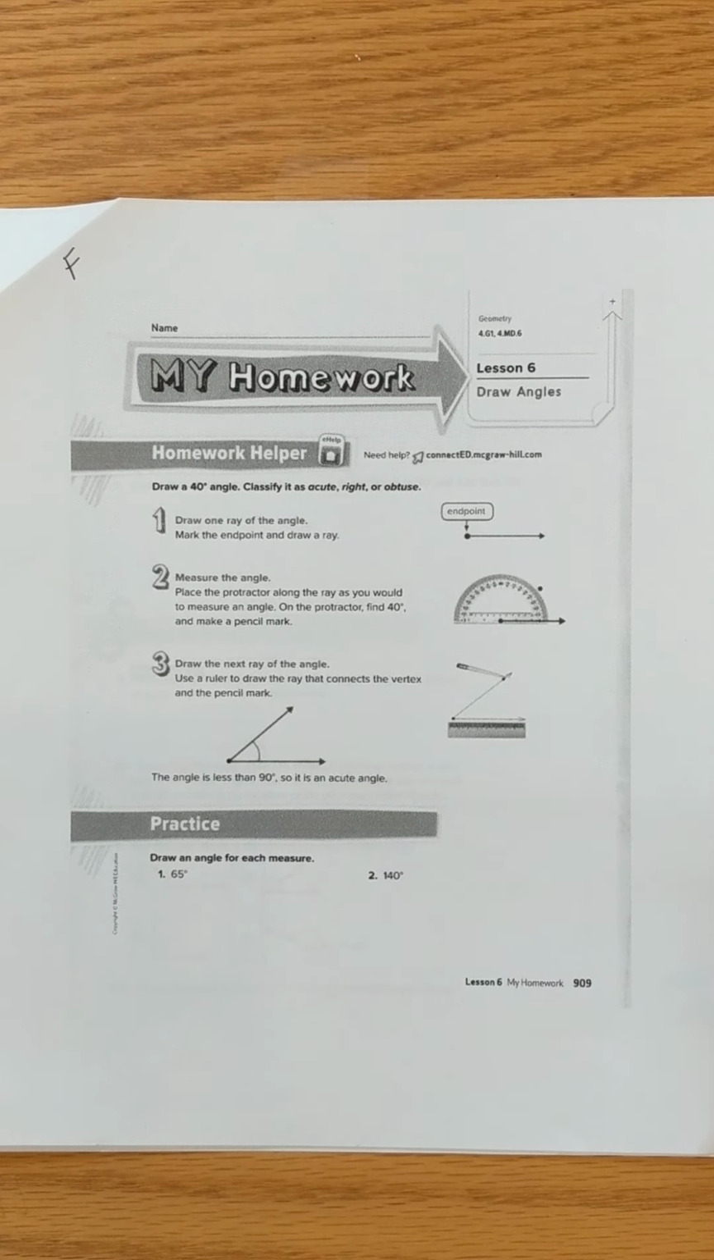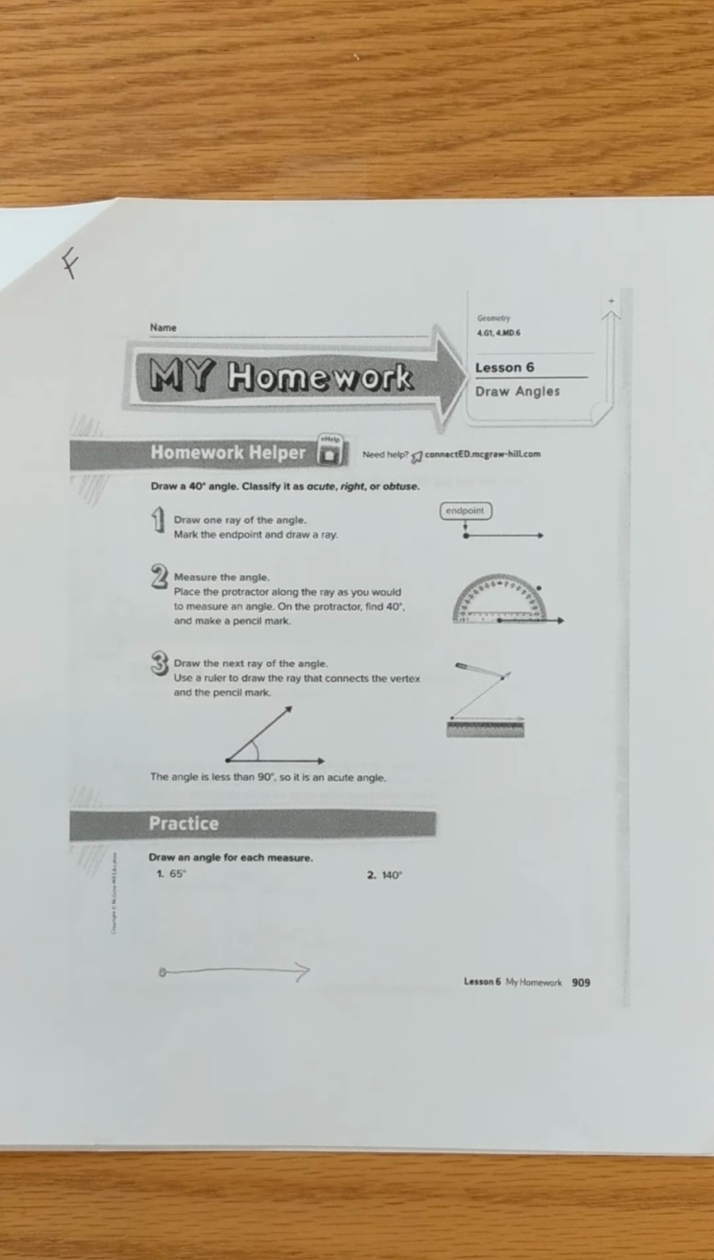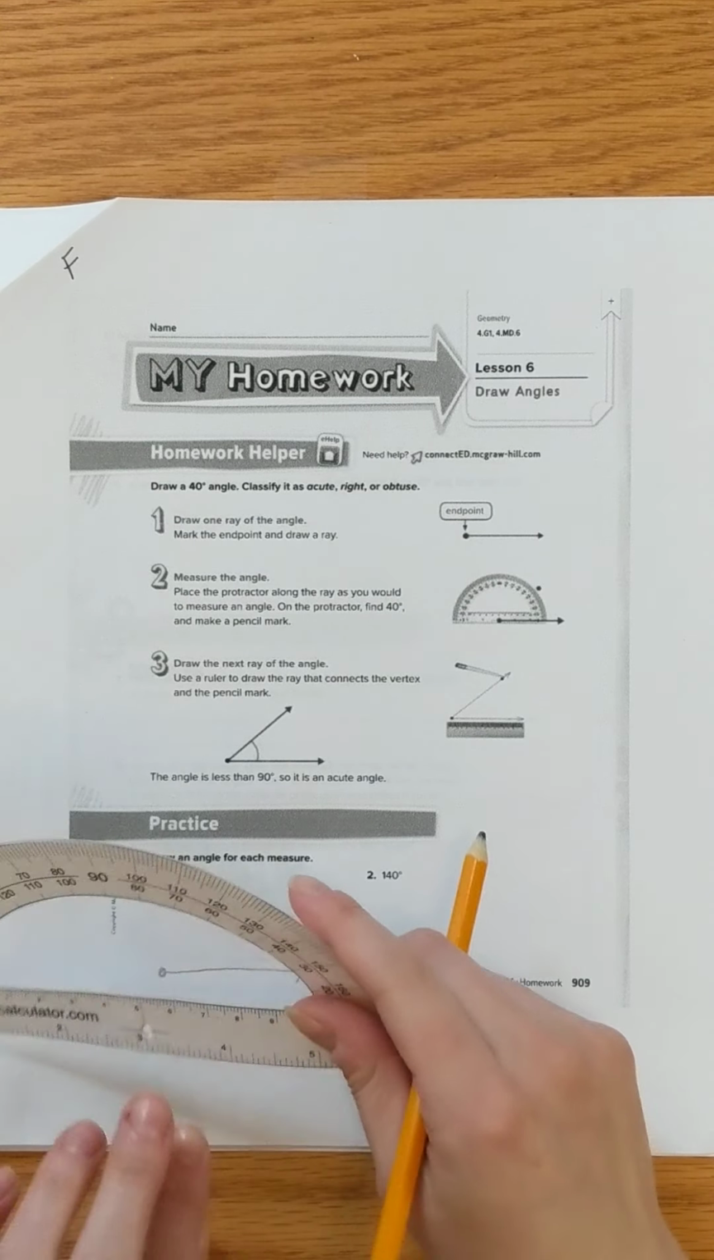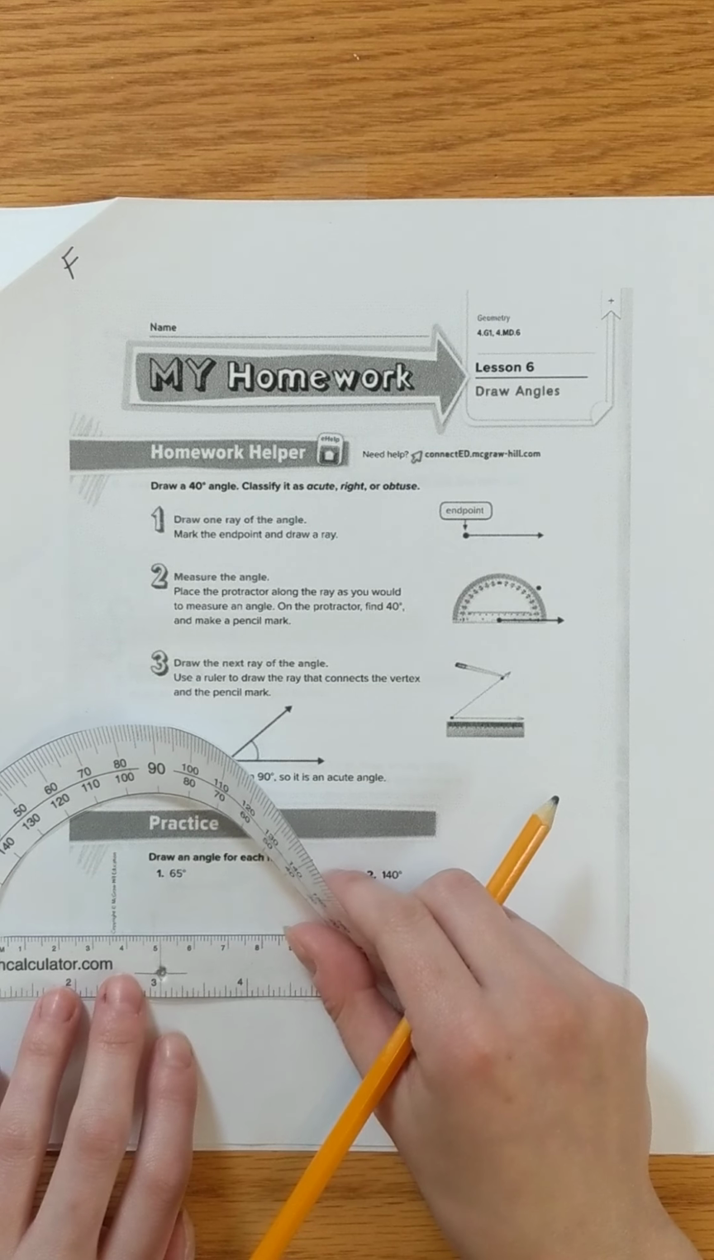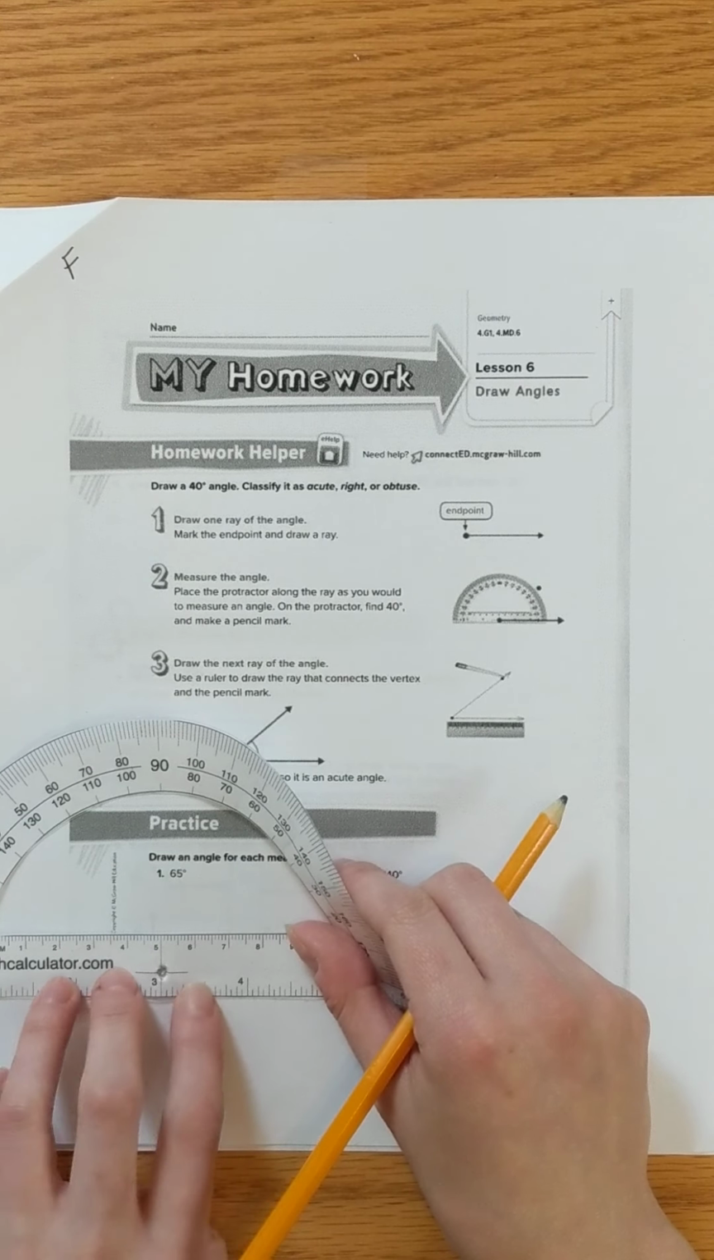All right, we're going to go down to the practice. It says draw an angle for each measure. So the first measure is 65 degrees. I'm going to start by making my endpoint and my ray. 65 degrees is less than 90, so I know that my angle is going to be acute when I'm done drawing it. So I'm going to line up my center point and my endpoint and my ray.